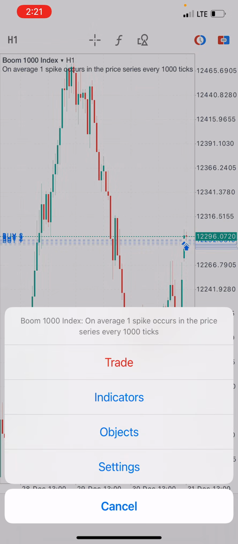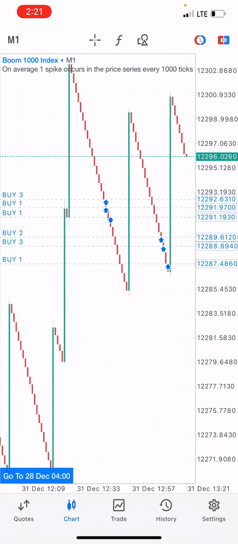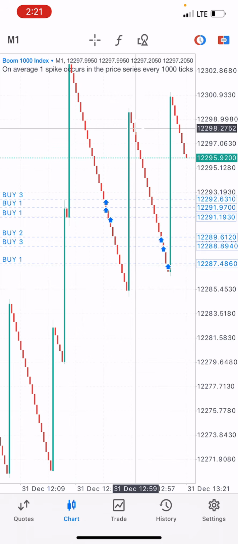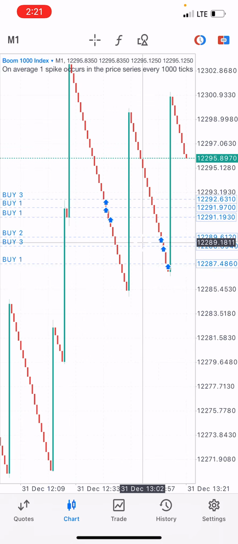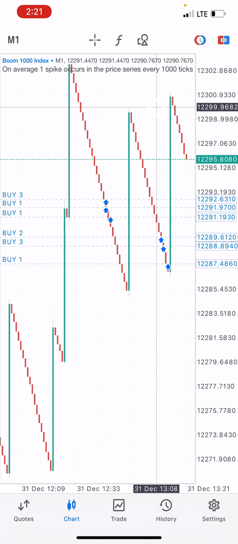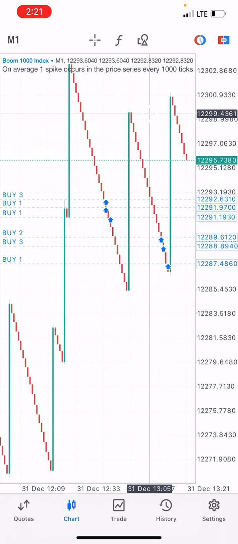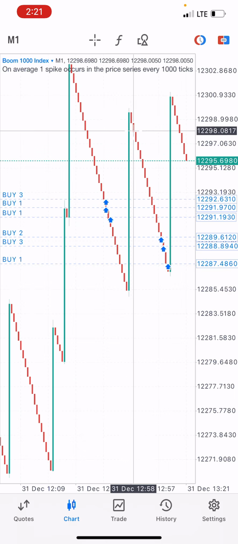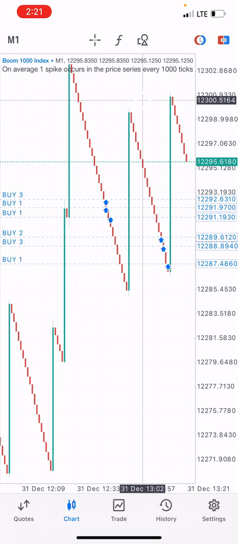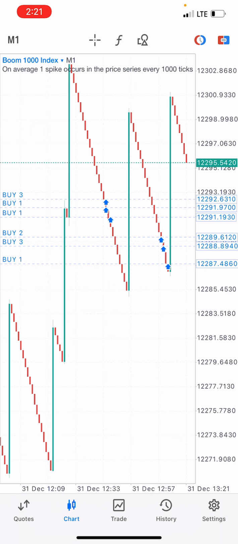Okay, let's check on the Boom 1000 index that I'm currently trading. As you can see, I placed the trade to catch the spikes, so I caught the spike red-handed. At this point, you can see where I started entering the position, and then I caught the spike. I caught the spike at this point, as you can see on my screen. The trade is still coming down, but I didn't take profit because I know it's still going to spike again.